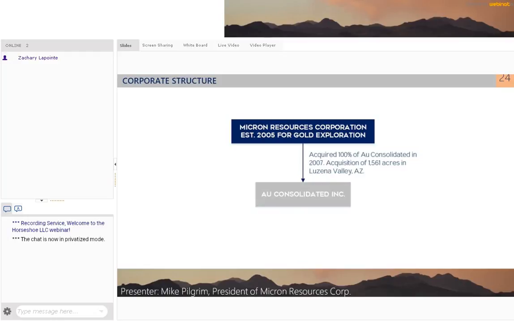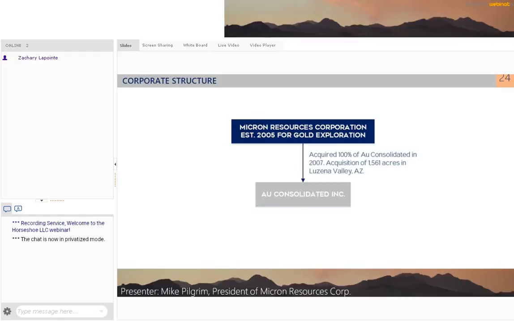First of all, we started out as Micron Resources Corporation. We established that back in 2005. My partner, Boyd Branch, and I have been to Idaho, Colorado, Nevada, and of course here in Arizona, looking for properties that would meet the criteria we need to make a successful offering and make a big payday for everyone involved.